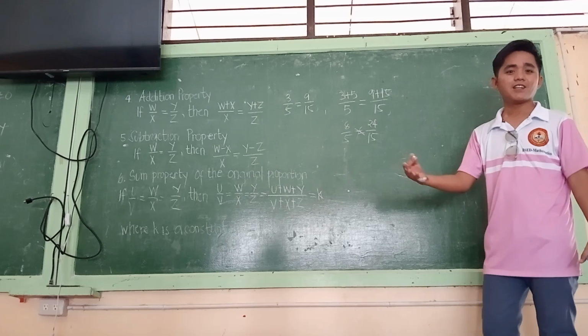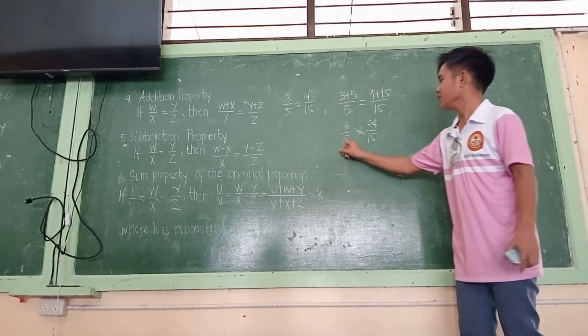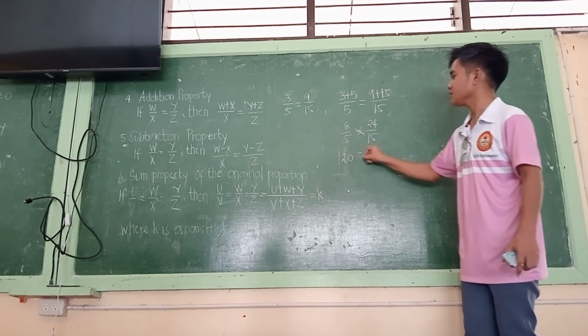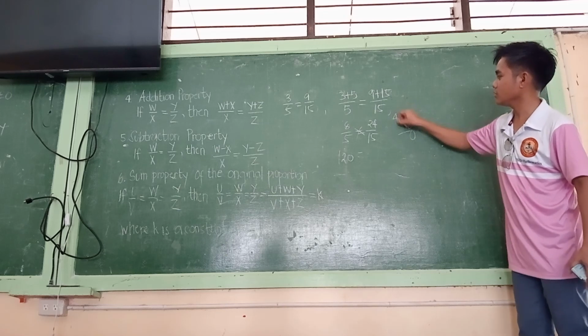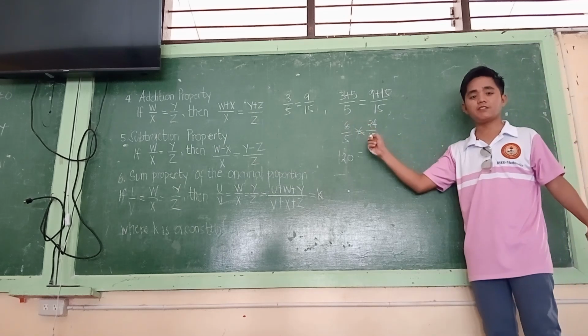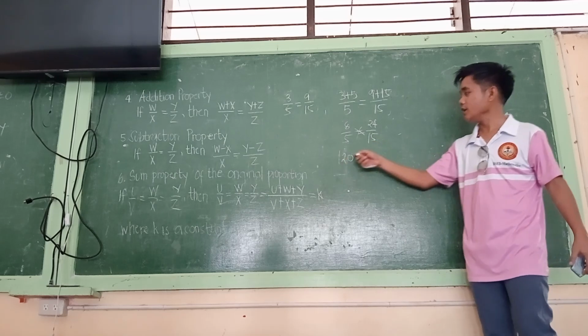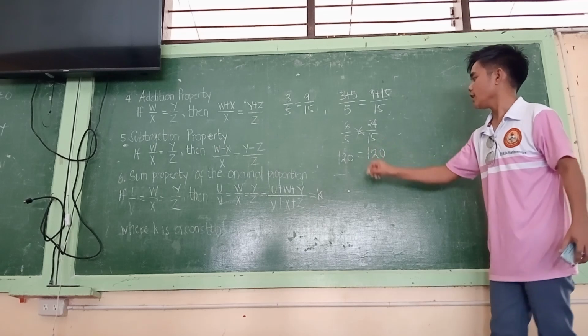Ayun, sorry. 8 times 15 is 120. Okay, sorry. Please check. Ayun, sorry. So 8 times 15 is 120. And 5 times 24 is 120 as well.